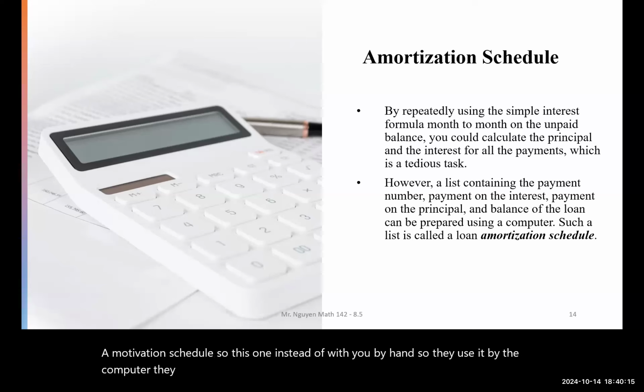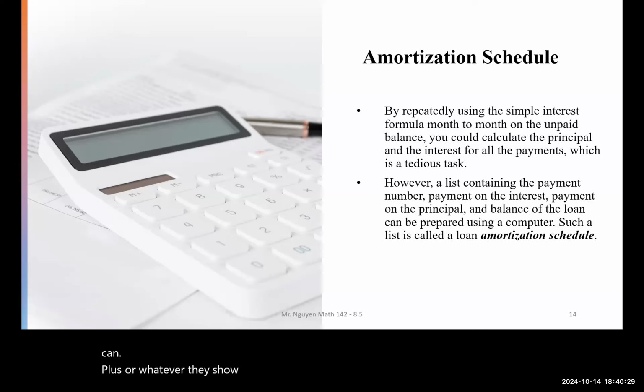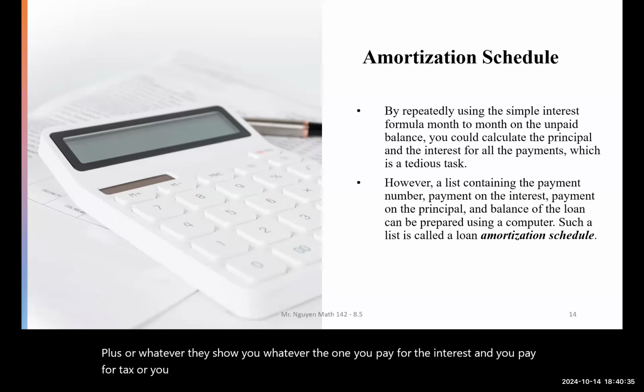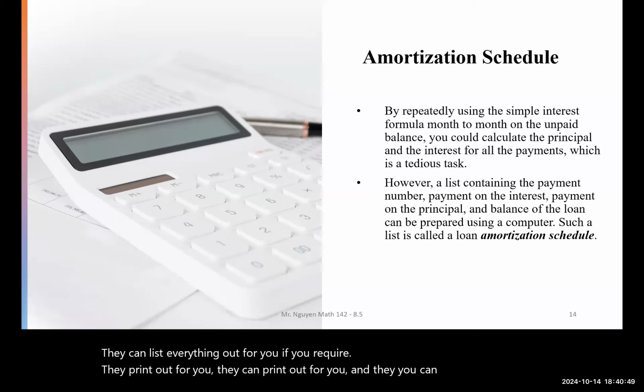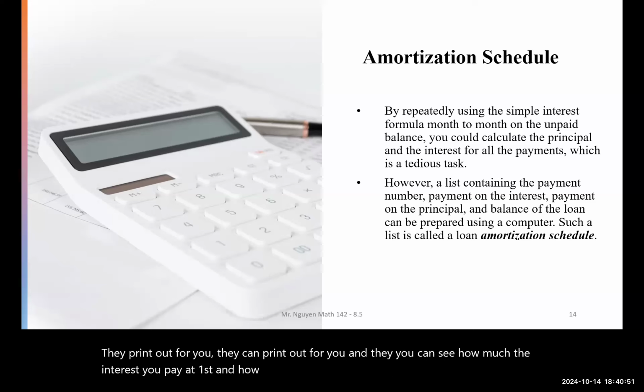So instead of doing it by hand, they do it by computer. They have some program so they can subtract, add, or whatever. They show you how much you pay for the interest, how much for tax, and how much for the principal. They can list everything out for you. If you require, they can print it out for you, and you can see how much interest you pay at first, how much for the principal, and how much is left of the loan.